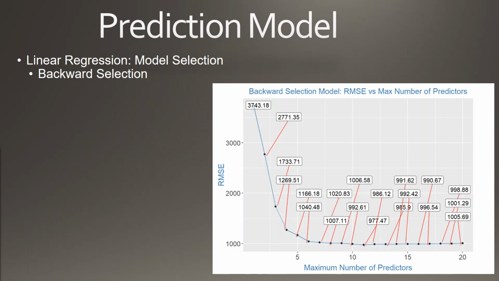Simple as that. In terms of all the models, our backward selection model gave us the lowest root mean square error. Looking at this graph right here, you can see at 11 predictors, the root mean square error is at its lowest at 966.12. After that, it starts going up. So therefore, that will be our predictive model in terms of using to find our monthly income.